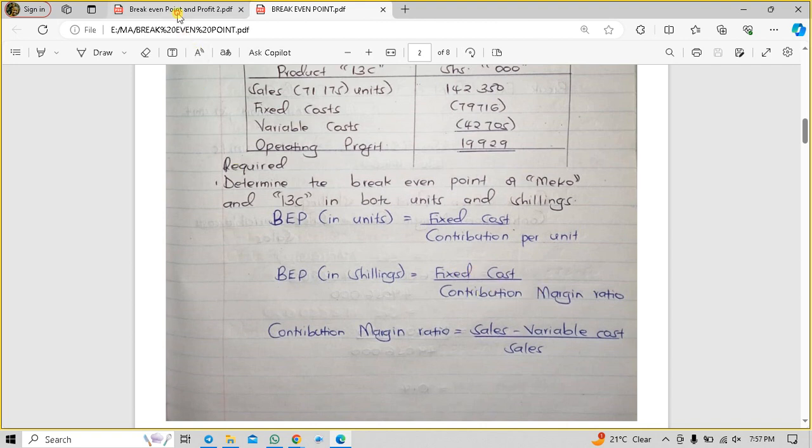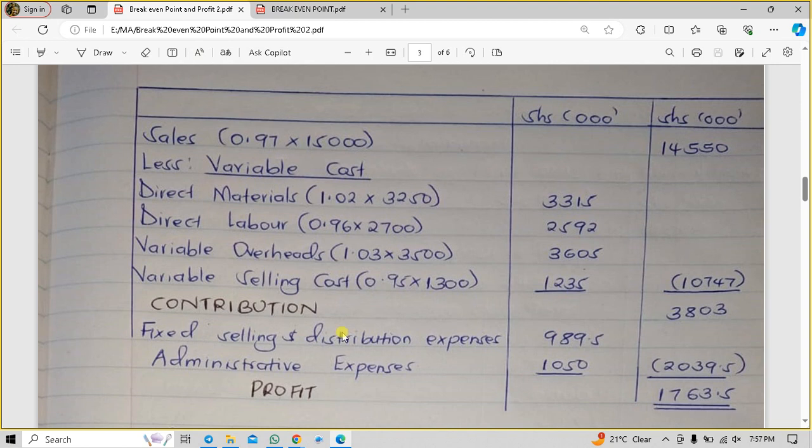So our fixed cost here will be, what will be our fixed cost in this case? Yes, 2039.5. So you can take this and you can also multiply by 1,000. So you just take 2039.5 times 1,000. That figure, you write it as our fixed cost.